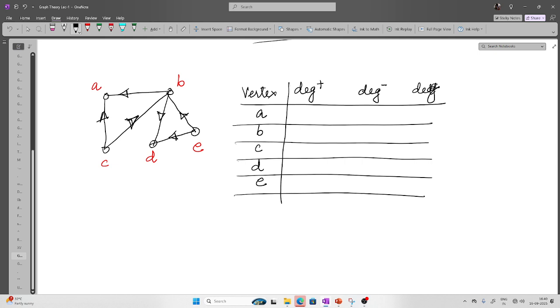Now start with A. How many edges are coming in? So 2. How many edges are going out from vertex A? 0. What is the total degree of this vertex? 2. For B, this is out, this is in, this is out, and this is in. So 2 are coming in, 2 are going out, so it is 4. Okay.